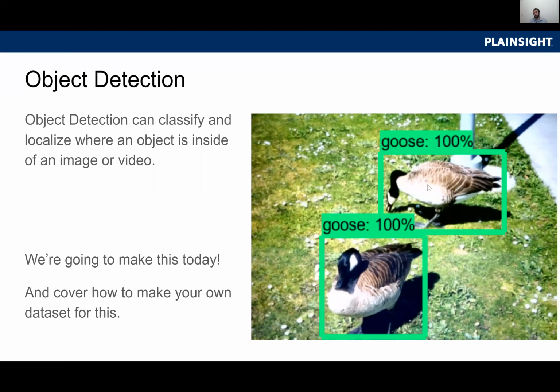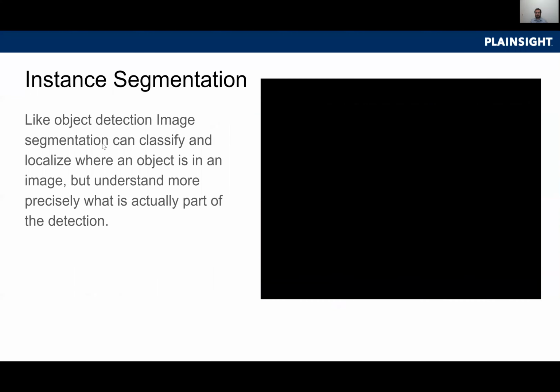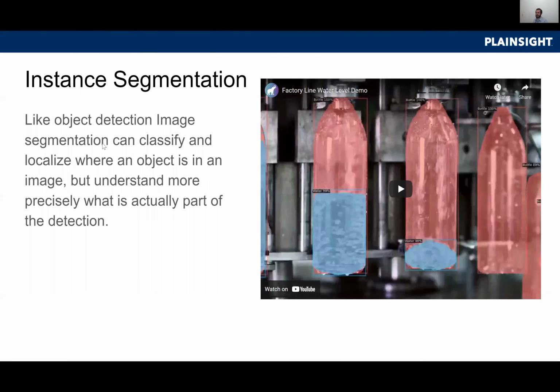But also you can localize where they are. So you can see where the goose is in the frame. Are they overlapping at all? Are they interacting with other objects? There's a lot of stuff you can do as soon as you move over to something like object detection. And we're going to make this today. We'll cover in depth how to make your dataset and train a model, as well as instance segmentation. I'm going to cover this as we go too, because it's not super different. So I'll show you how to do the segmentation side of things as well.